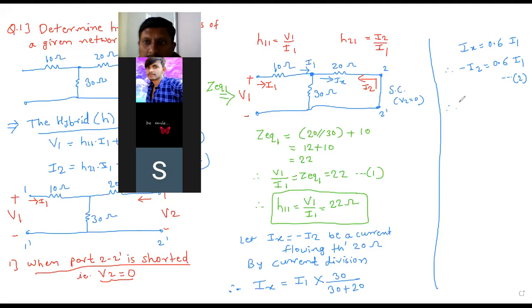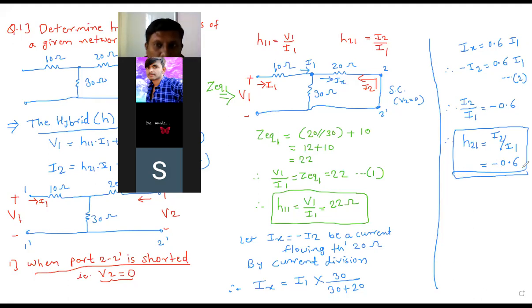Then what will the answer be? I2 divided by I1 is equal to minus 0.6, right? 30 divided by 50, that is 0.6. But I2 divided by I1 is minus 0.6. So I2 divided by I1 means H21. H21 is equal to I2 divided by I1 is equal to minus 0.6. It is unitless, no unit.